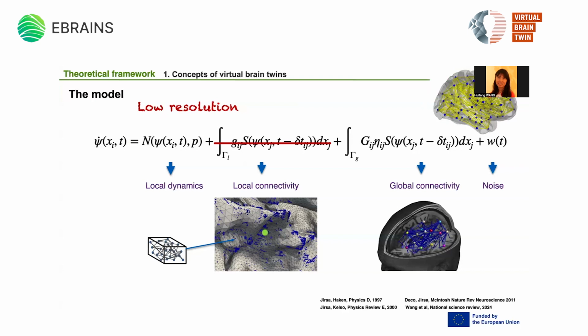Now let's move to low-resolution whole brain modeling. At this scale, we aggregate neighboring neural populations into one single node. The local connectivity term no longer has meaning and is removed. From now on today, we will focus only on low-resolution examples.